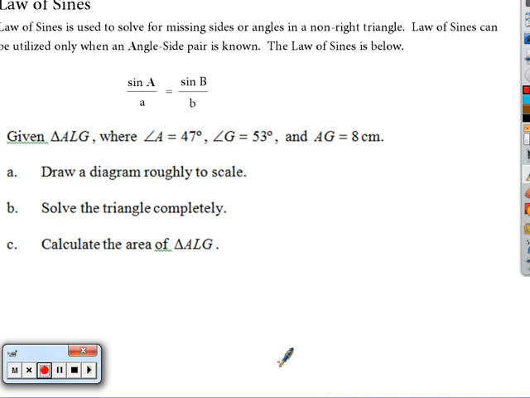Law of sines is used to solve missing sides or angles in a non-right triangle. Law of sines can be utilized only when an angle-side pair is known. So that's the key idea here, is that an angle-side pair is known.